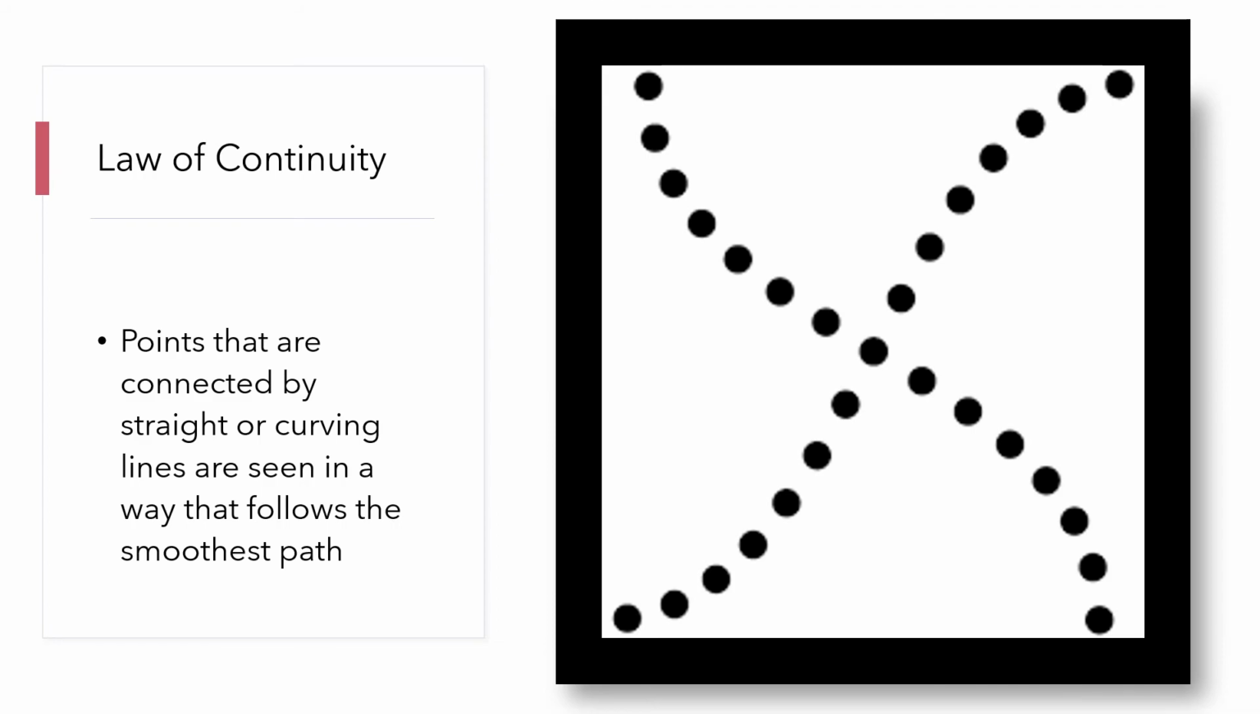And then we have law of continuity, which means points that are connected by straight or curving lines are seen in a way that follows the smoothest path. So there's a tendency in our perception to follow a direction to connect the elements in a way that makes them seem contiguous or flowing in a particular direction. So rather than seeing separate lines and angles, lines are seen as belonging together.